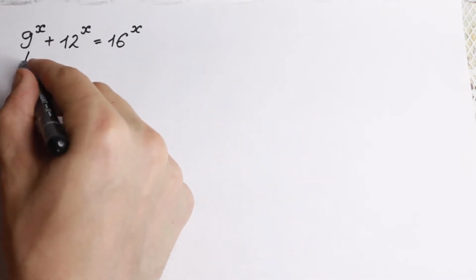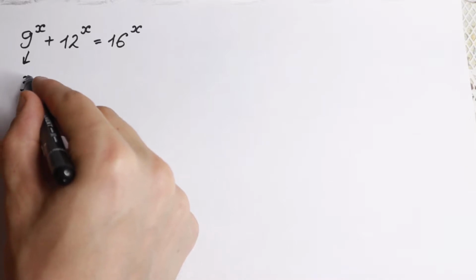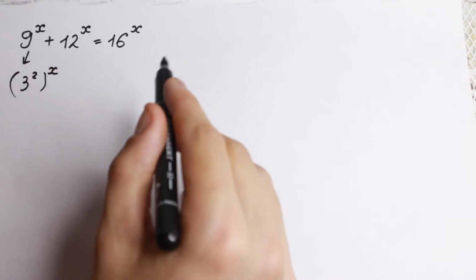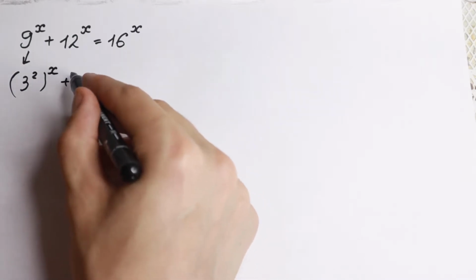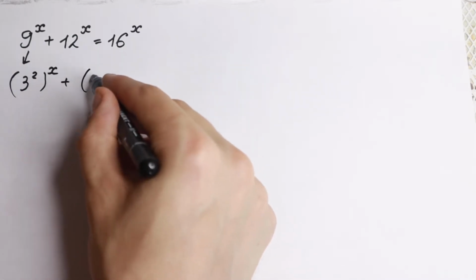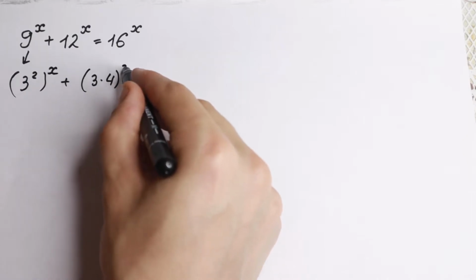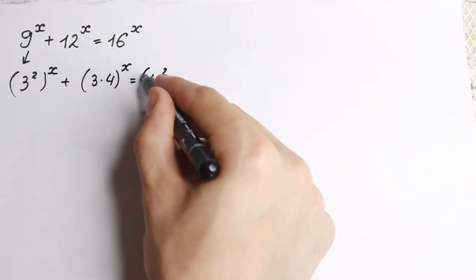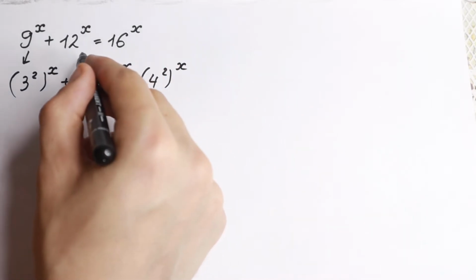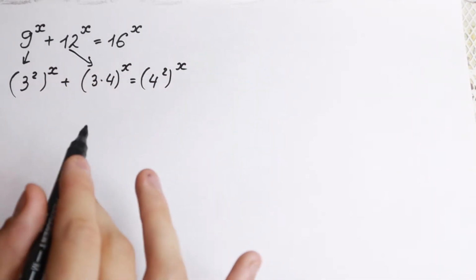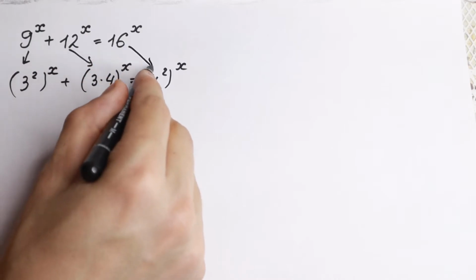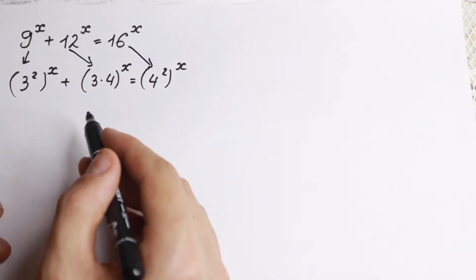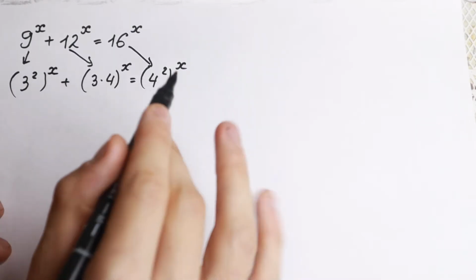We have 9, so we can write this 9 as 3 squared, and of course raised to the power x. We just change this 9 as 3 squared. The next one we have is 12. We can write it as 3 times 4, to the power x, and this 16, how can we write it? As 4 squared. So as you can see, in the first step, I just wanted to rewrite this. I just wanted to find the common base that we can go with. Yeah, we have 3 and 4 right now.